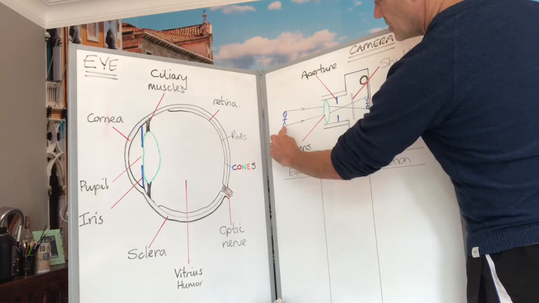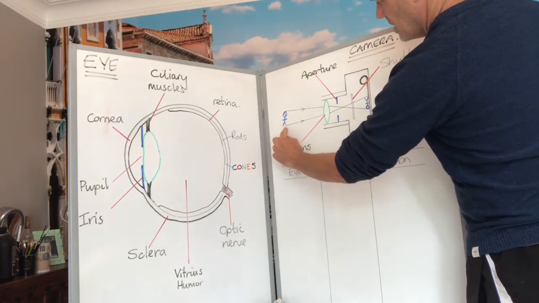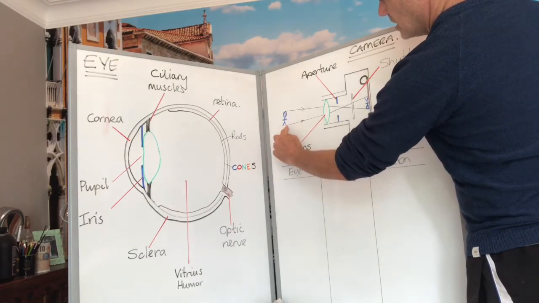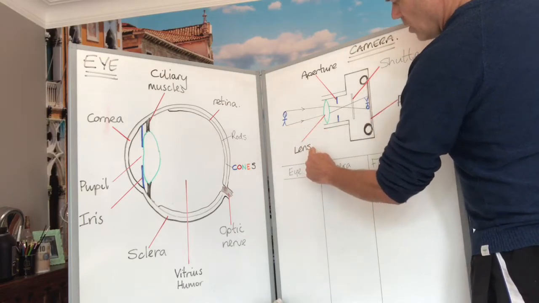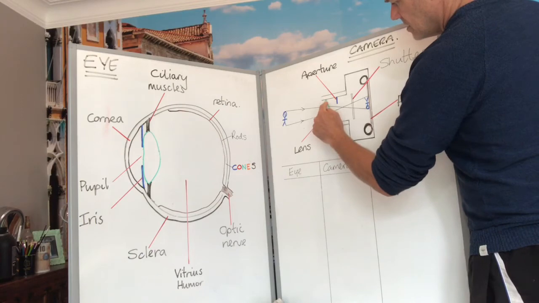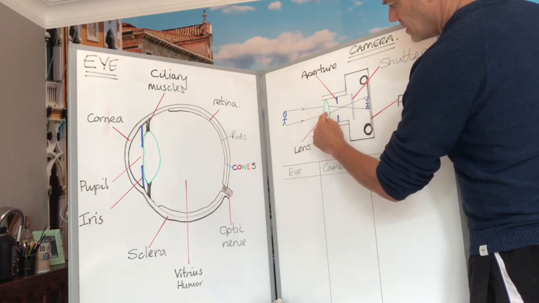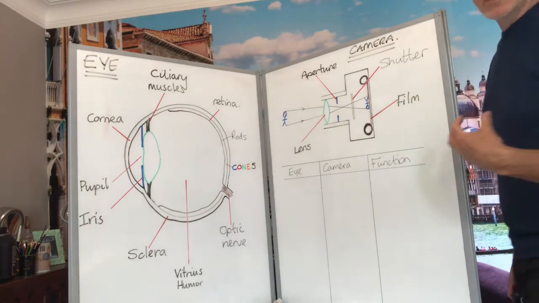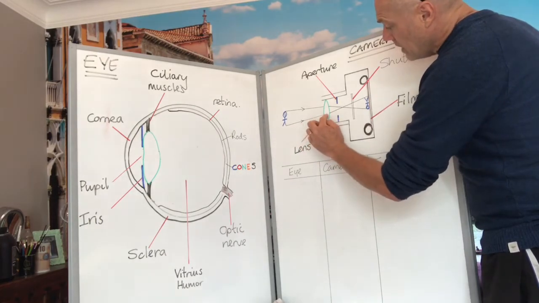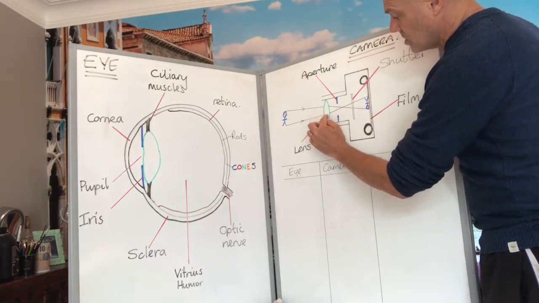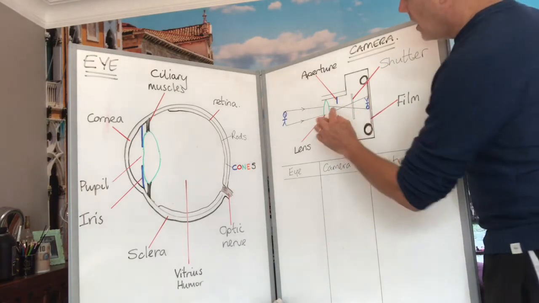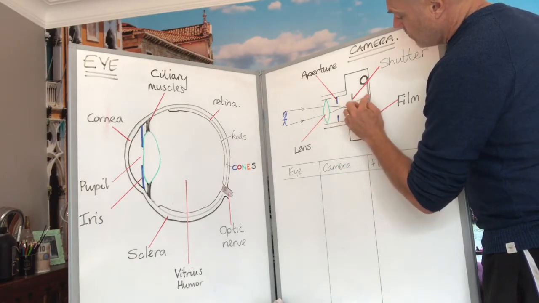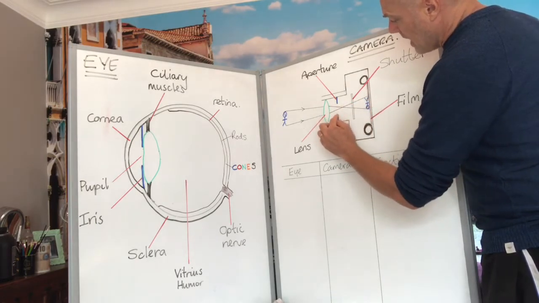Here we have a distant object. That object reflects light rays from the object towards the camera. When it gets to the lens, it will bend the light or redirect it, because the light changes speed when it passes from one transparent material into another, and this causes the direction of the light to change, so it refracts, and that will focus on the film at the back.